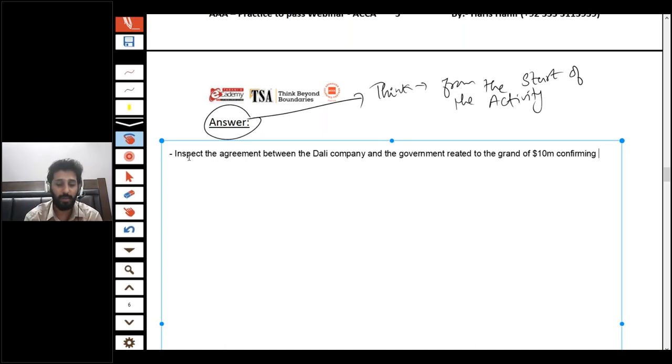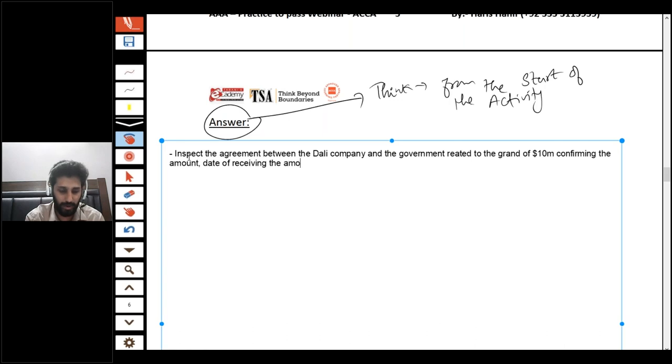So inspect the agreement between the company and the government related to the grant of 10 million, confirming the amount, date of receiving. See that this is not the substandard, this is the audit procedure. You should start from the activity, accounting, activity, accounting. You should think like that.